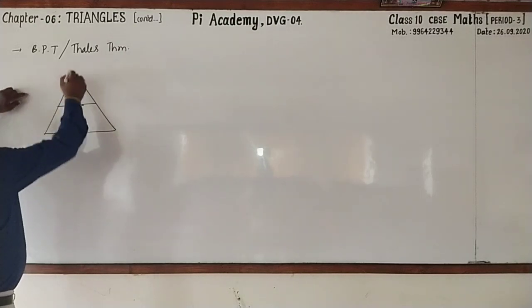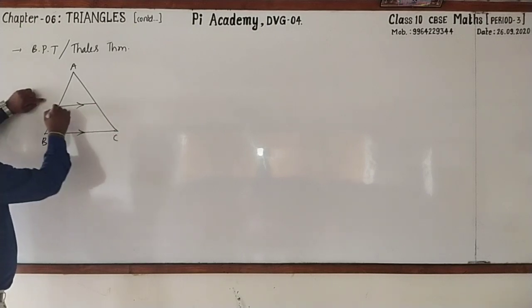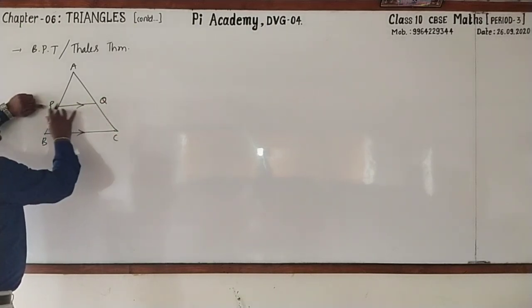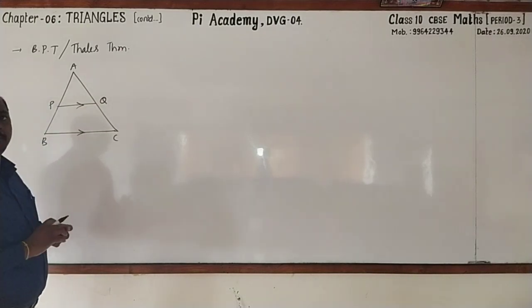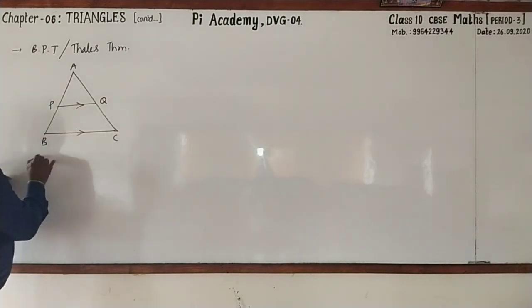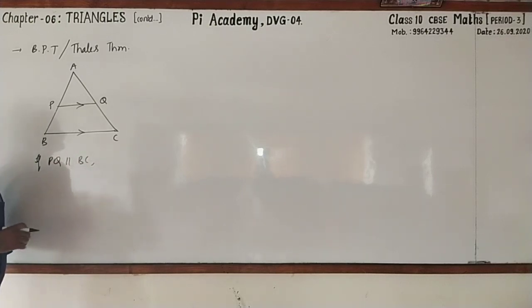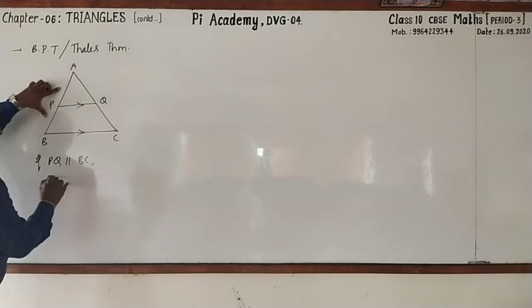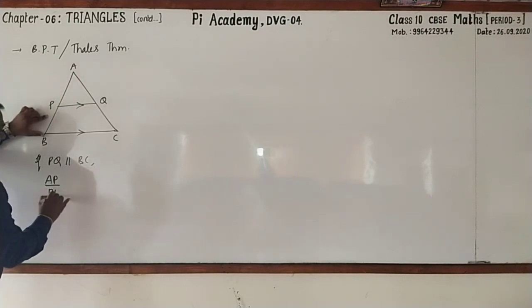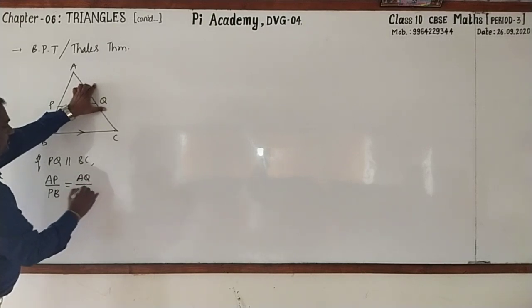Is it not? Yes. Here I am going to name the triangle as ABC, and PQ is the line drawn in the triangle ABC which is parallel to BC. If PQ is parallel to BC, how do you write the statement according to BPT? Yes, you are right. It is AP by PB is equal to AQ by QC.